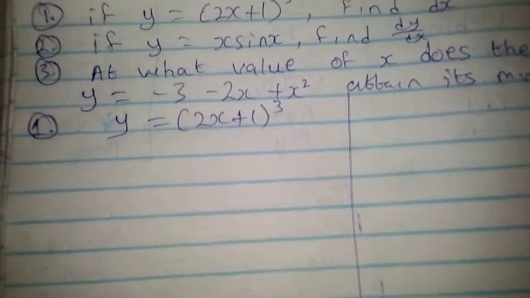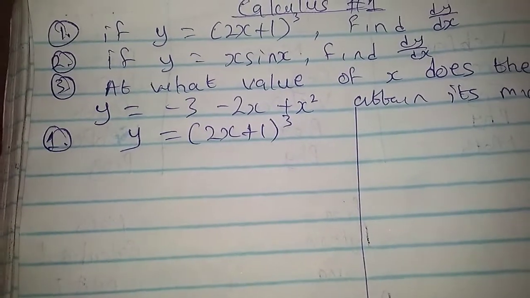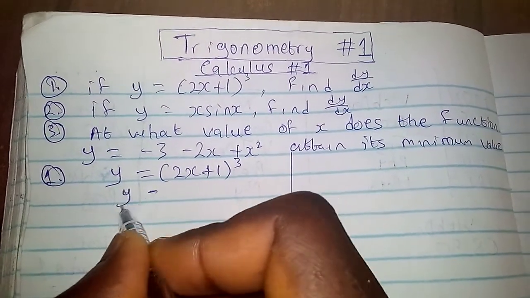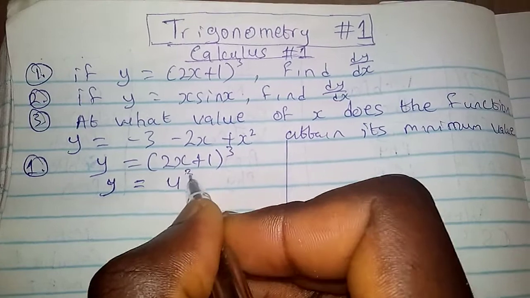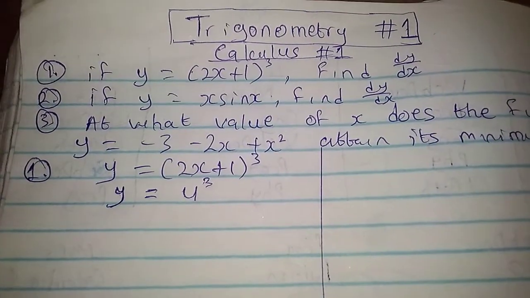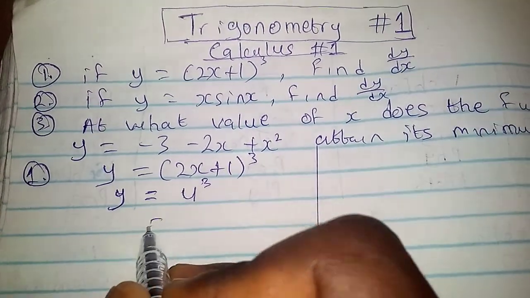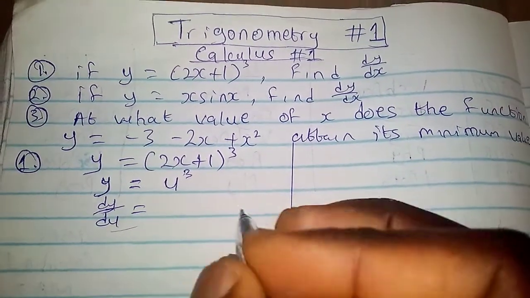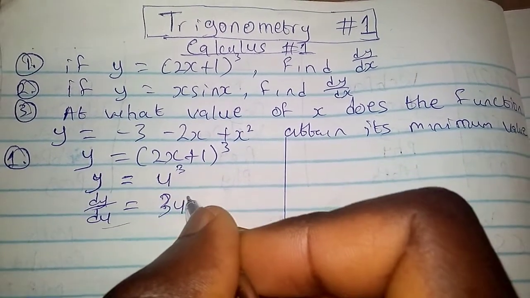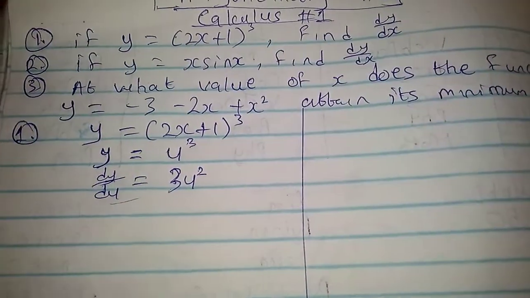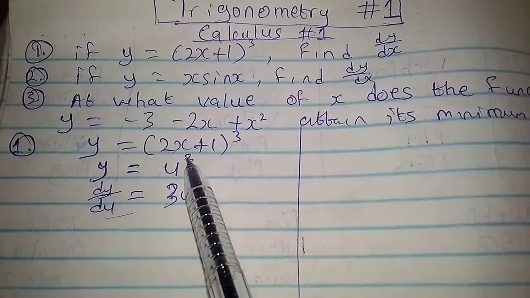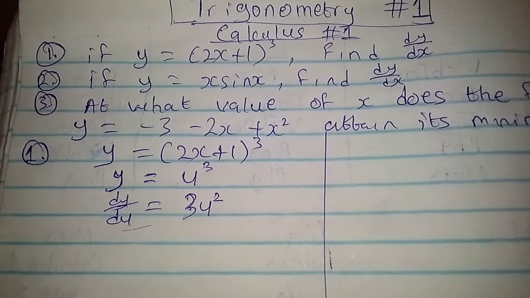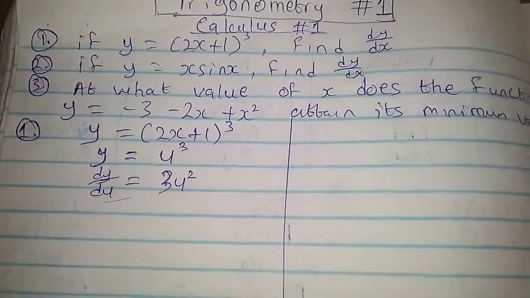y is equal to (2x + 1) raised to power 3. Let's just assume the 2x + 1 as u, which will be y is equal to u raised to power 3. We just differentiate: dy/du will give you 3u raised to power 2. Because 3 times 1 is 3, and 3 minus 1 is 2, you're already familiar with this kind of work. But this is u, not x. So let's do the same thing here.